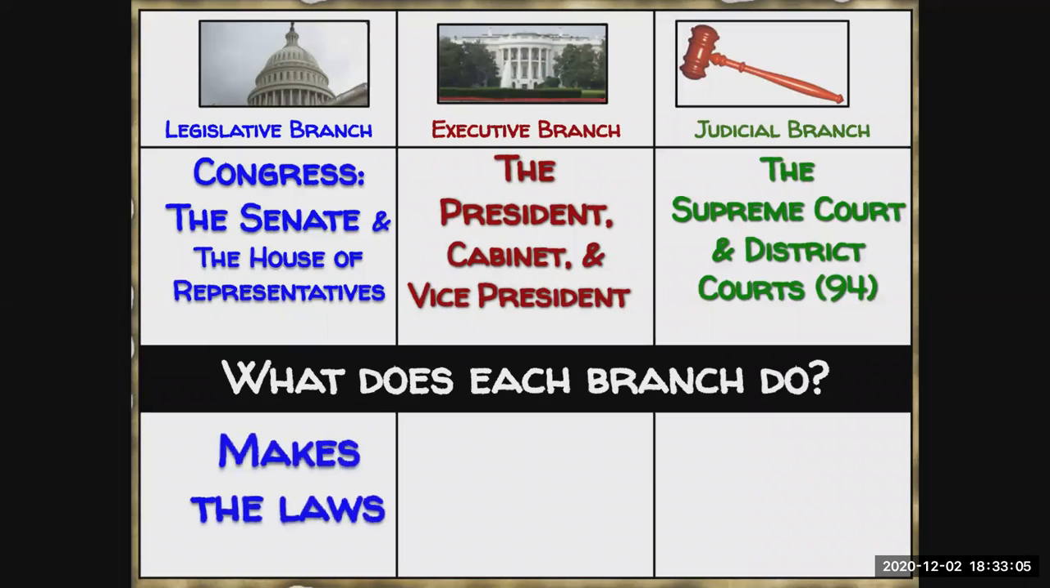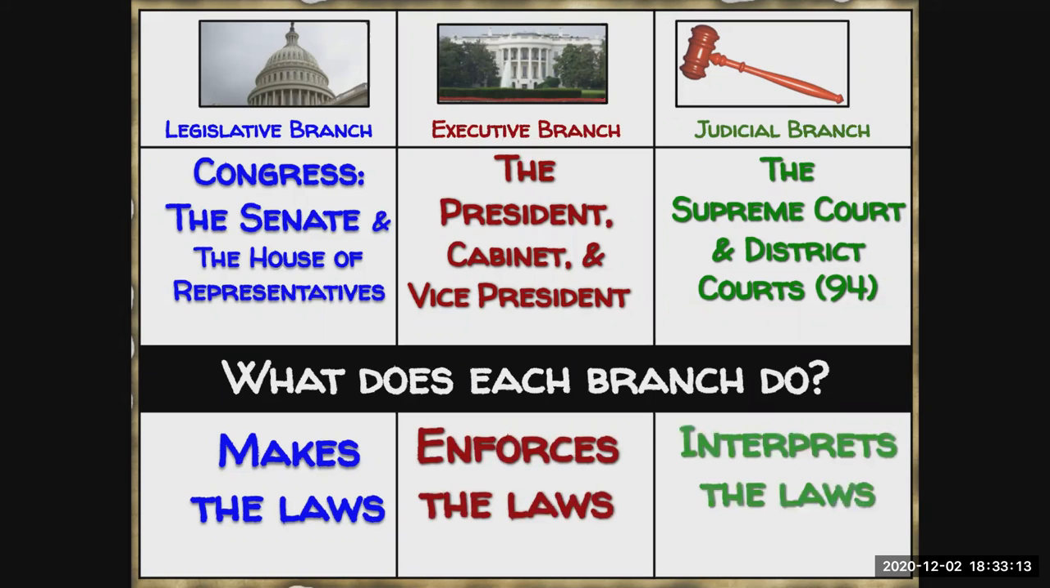So, as you have probably guessed by now, the legislative branch makes the laws. The executive branch enforces those laws, and the judicial branch interprets those laws. And those are the three basic functions of our government system.